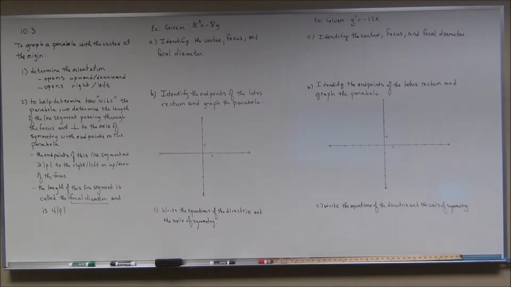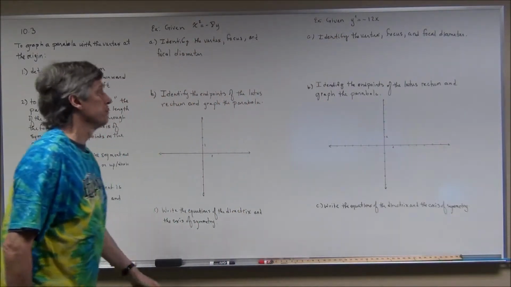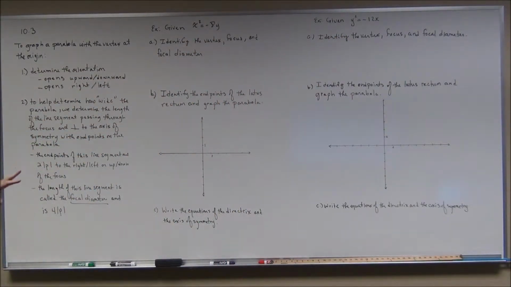So to graph a parabola with the vertex at the origin, one of the things that you want to do is look at it and see if it opens upward or downward, right or left. If the x is the squared variable, then it's going to open either upward or downward, and if the y is the squared variable, it's going to open to the right or to the left. As you can see, I've got a couple of examples here where the x is squared and where the y is squared. So we'll have one example of each type.